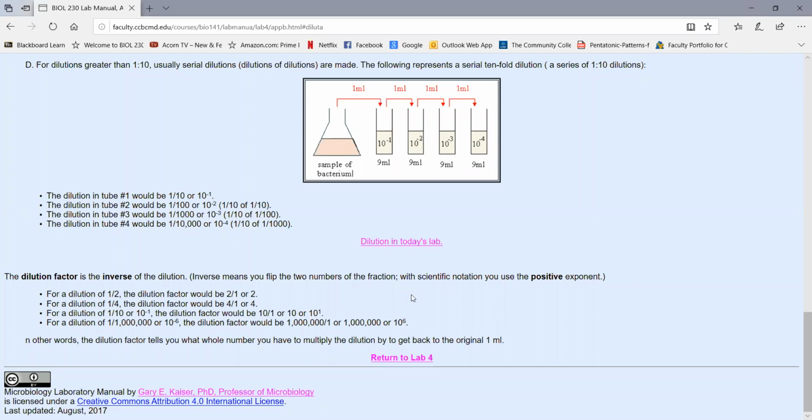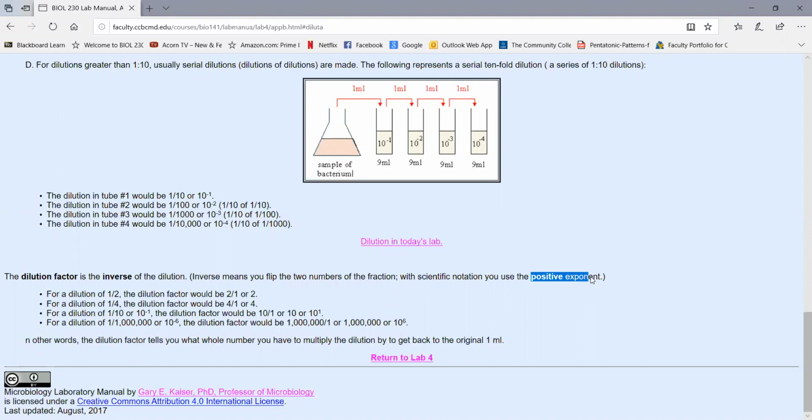So that's making dilutions. And the dilutions, of course, are all fractions of the milliliter, so they're all negative exponents in scientific notation. But when it comes time to calculate the total number of bacteria in that original sample, we have to use the term dilution factor, not dilution. And dilution factor is simply the inverse of the dilution. And in arithmetic, inverse simply means you flip the two numbers of a fraction over. That's the inverse.